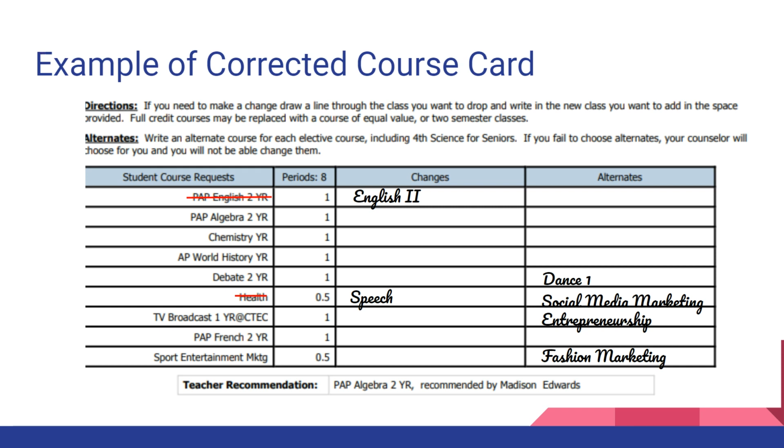But it doesn't mean that just because we can't fit debate in, that our only choice is Dance 1. Anything that you write in the alternate column can be a replacement for any elective. We're asking that you write in alternates for every elective you've chosen so that we have plenty of choices in case your first electives don't work out. Don't write anything in the alternates column that you wouldn't be thrilled to take just in case your elective classes don't work. We're going to need some backups.